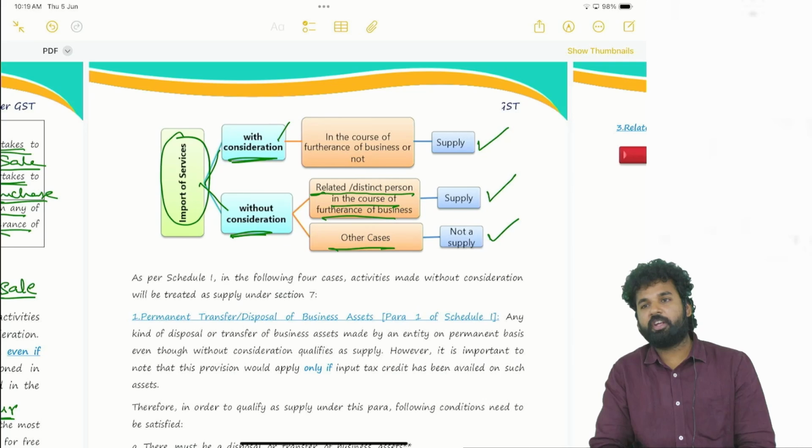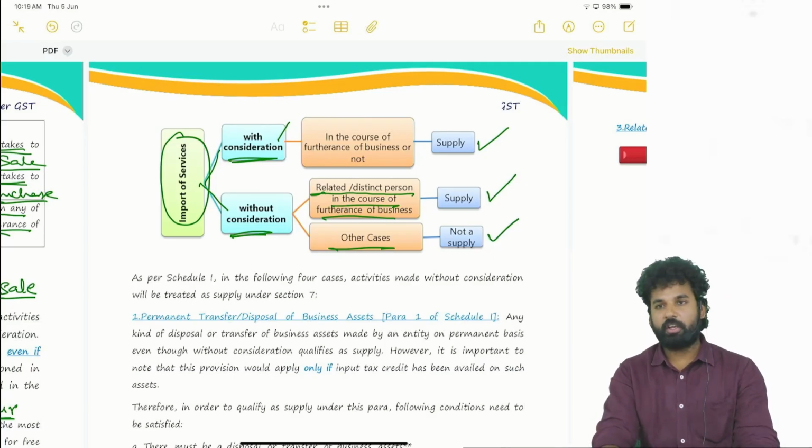Why is it deemed supply? Even though 7.1a conditions are missing, it shall be treated as supply. That's why it is called deemed supply. So schedule 1 under 7.1c has been completed.